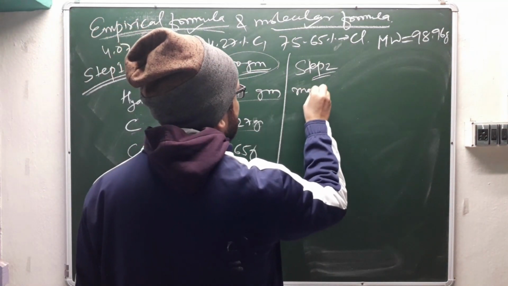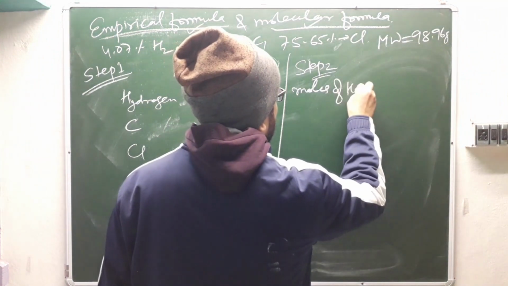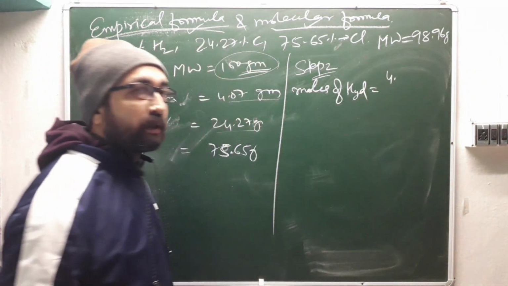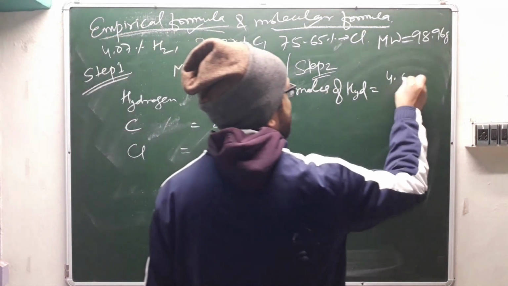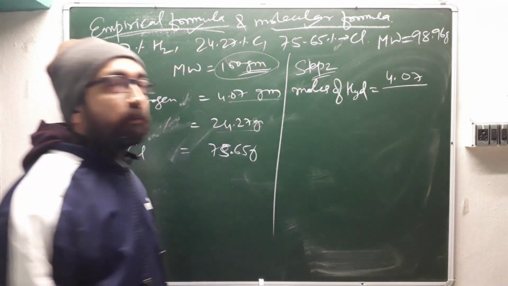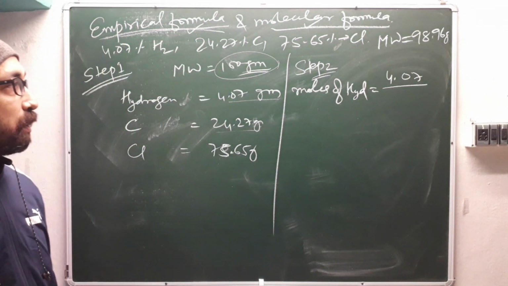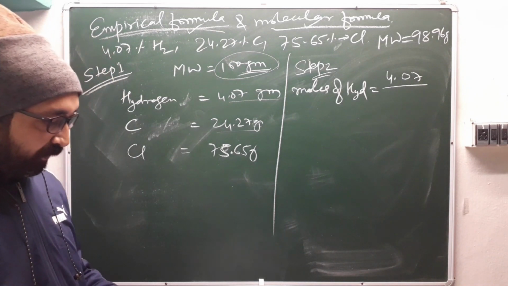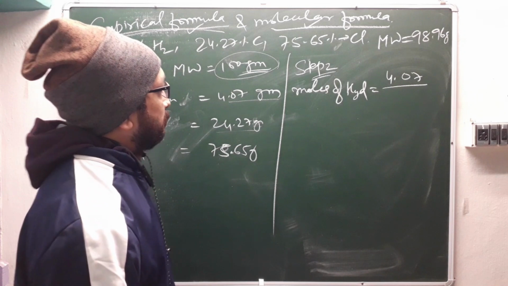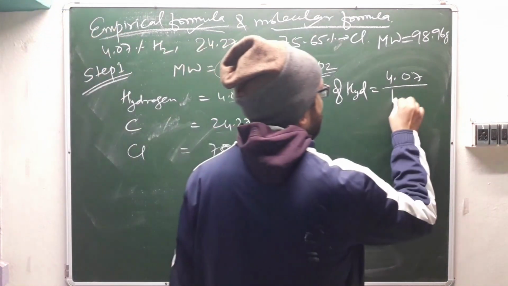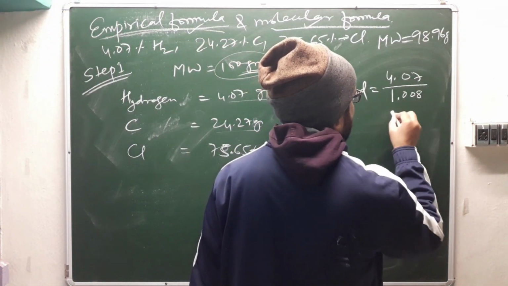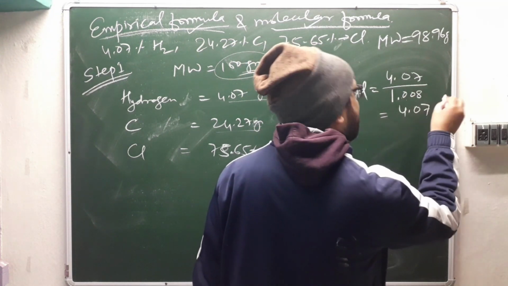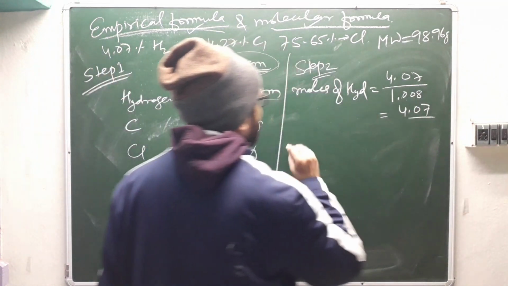So moles of hydrogen, how much is it coming? Given weight, how do you calculate moles? Given weight 4.07 divided by the molecular weight of hydrogen, which is 1.008. Approximately, you can write it as 4.07 mole.